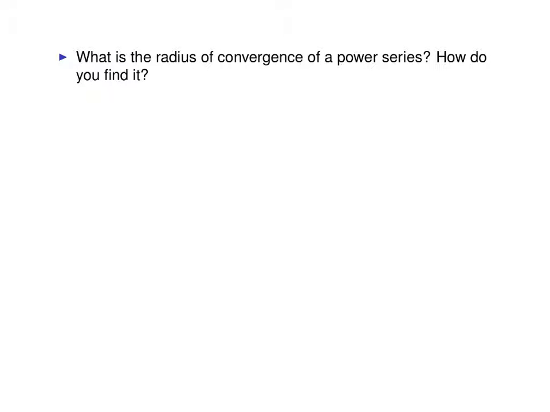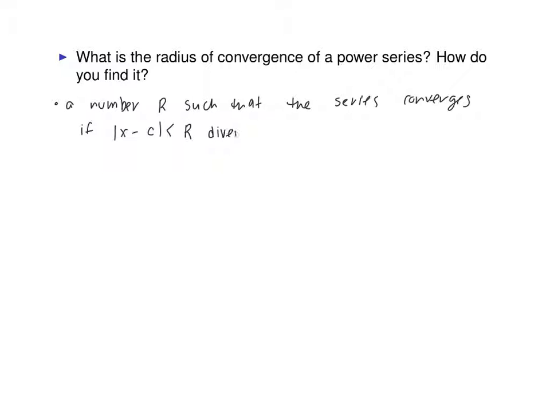Now, next, what is the radius of convergence of a power series and how do you find it? So the radius of convergence is a number r such that the power series converges if the absolute value of x minus c is less than that r, and diverges if the absolute value of x minus c is greater than r. When x minus c equals r itself, the series may converge or may diverge.